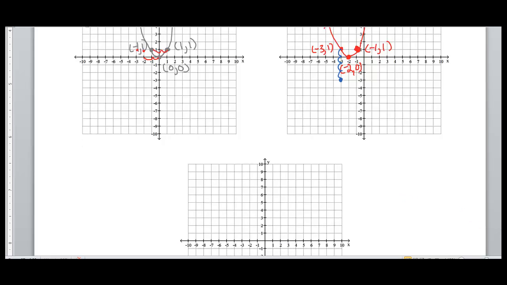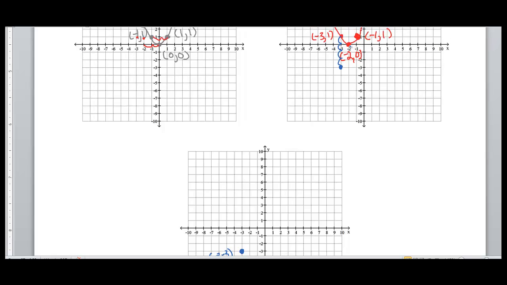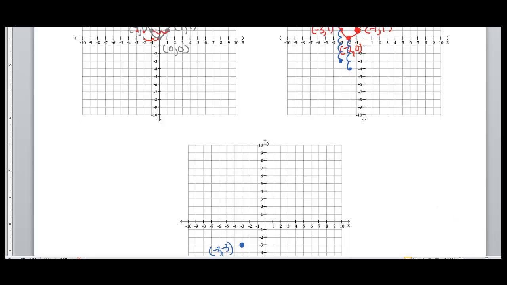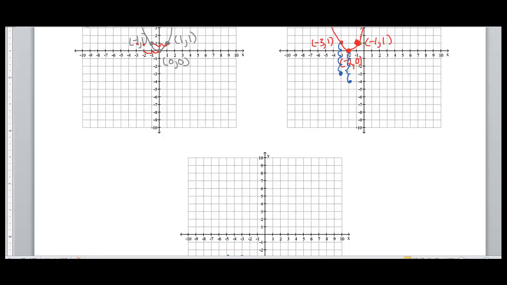(−3, −3). So I'm going to draw that point (−3, −3) here. I have the point (−2, 0). I'm going to go down 4 units: 1, 2, 3, 4. That'll be the point (−2, −4). And then last but not least, I'll have the point (−1, 1). I'll shift down 4 units: 1, 2, 3, 4. And I'll have the point (−1, −3).